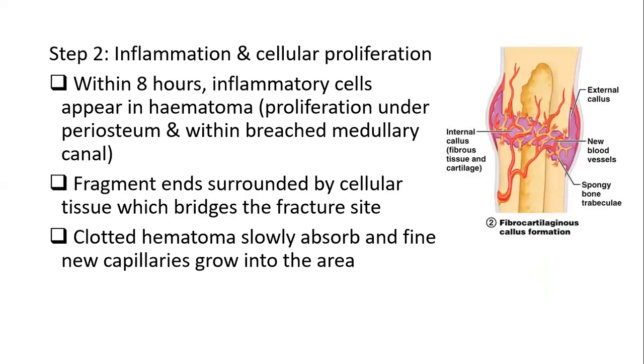And what is the second step? Inflammation and cellular proliferation. Within 8 hours, inflammatory cells appear in the hematoma, with proliferation under the periosteum and within the breached medullary canal. The fragments are surrounded by cellular tissue, which bridges the fracture site. The clotted hematoma is slowly absorbed and there is new capillary growth into the area.